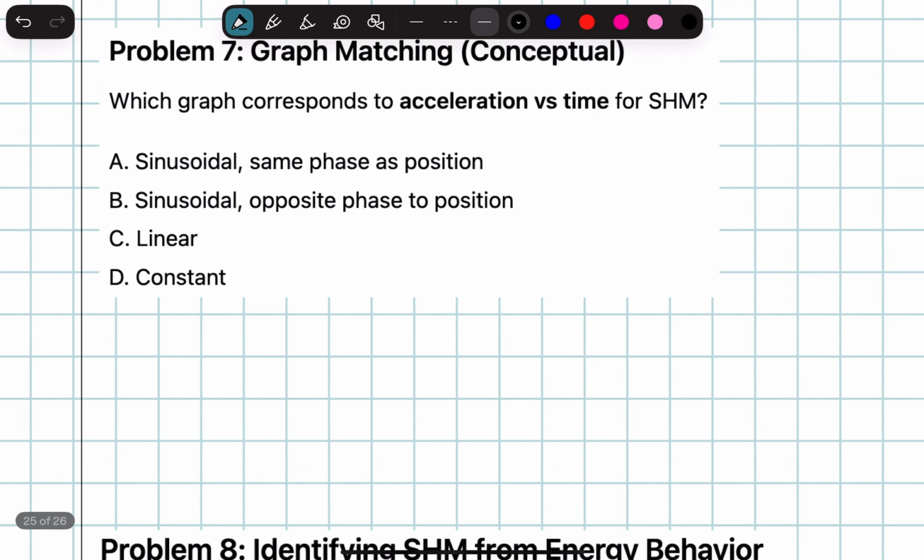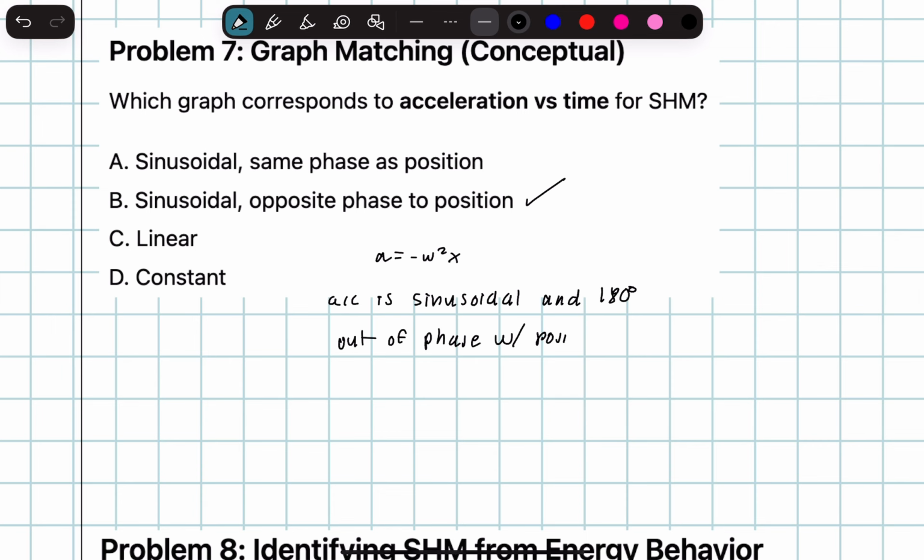What graph corresponds to acceleration versus time? Because acceleration is negative omega squared times x, and acceleration is sinusoidal and 180 degrees out of phase with position.